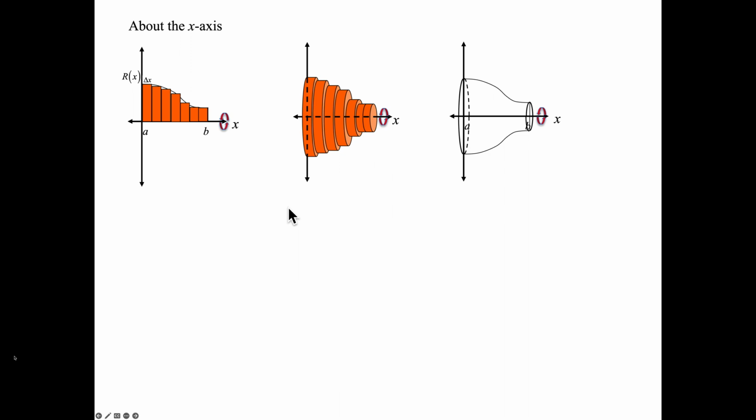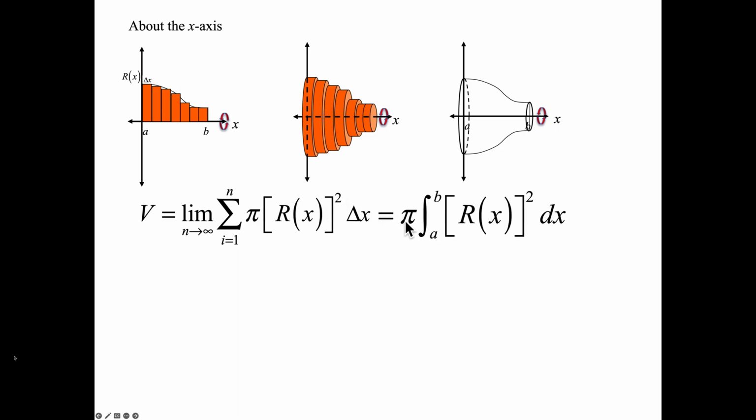So again, just like we did with the slabs of bread, our volume will be the limit as our number of disks approaches infinity of the summation of pi times the radius function squared times delta x, which then turns into our integral: pi times the integral from a to b of our radius function squared dx.